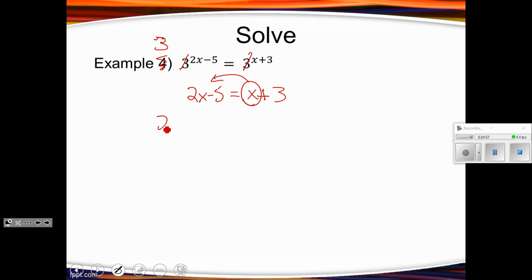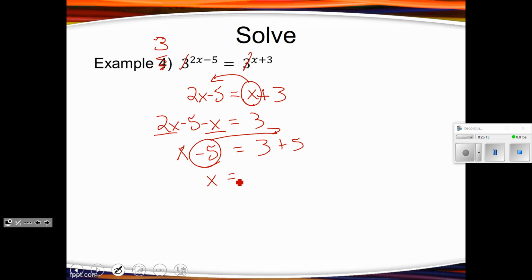Very good. So I'm going to move the x over. So 2x minus x is x. And then what? Move your 5 over, so x is equal to 8. Why don't you try it and plug it in and see if it works?